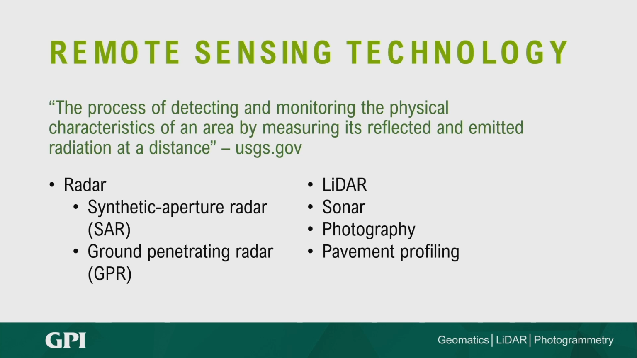When we're talking about remote sensing technology, here's a definition from USGS about what remote sensing is. These are some of the things that we're talking about with remote sensing. Radar, and in GIS, there's synthetic aperture radar that's available now, which is radar from satellites, basically. This is a cool new thing. Or ground penetrating radar to see below the surface. LiDAR, sonar, photography, and even pavement profiling.